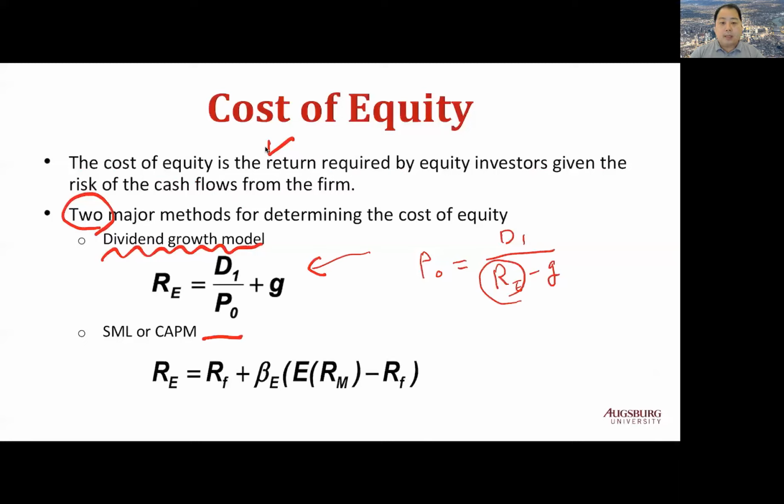The second model we learned is the capital asset pricing model. As we saw in chapter 11, there is a model to get the required rate of return on equity, which equals the risk-free rate plus beta of a stock times the market risk premium. As the required return is the cost of capital, the cost of equity may be computed using CAPM too.